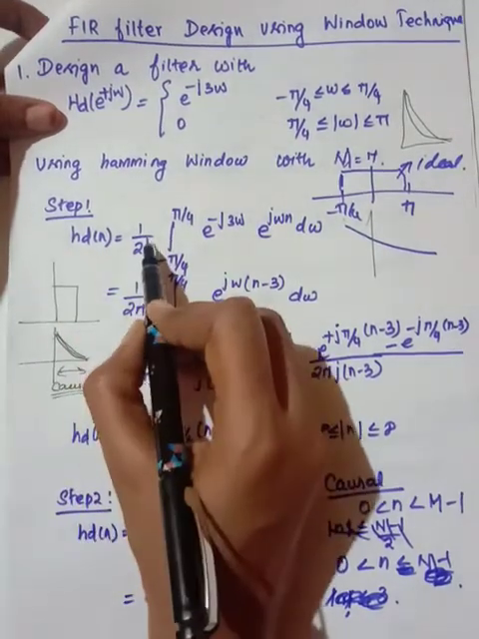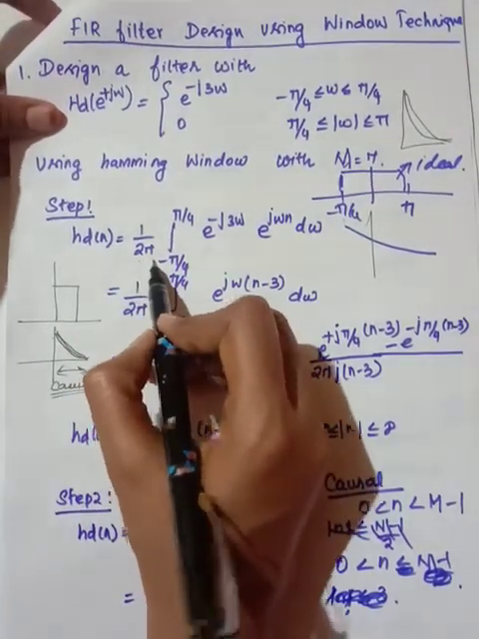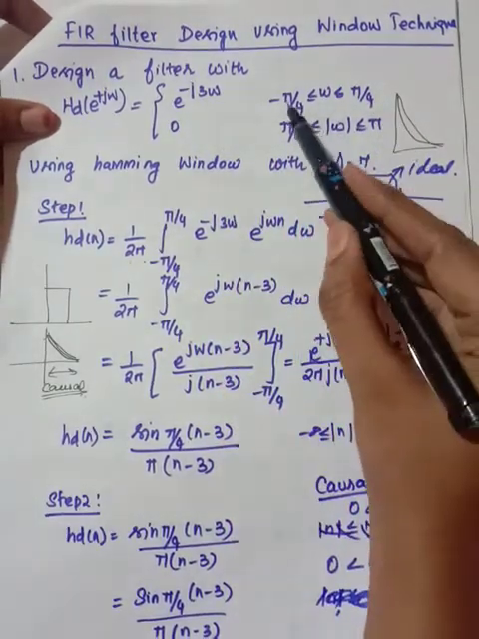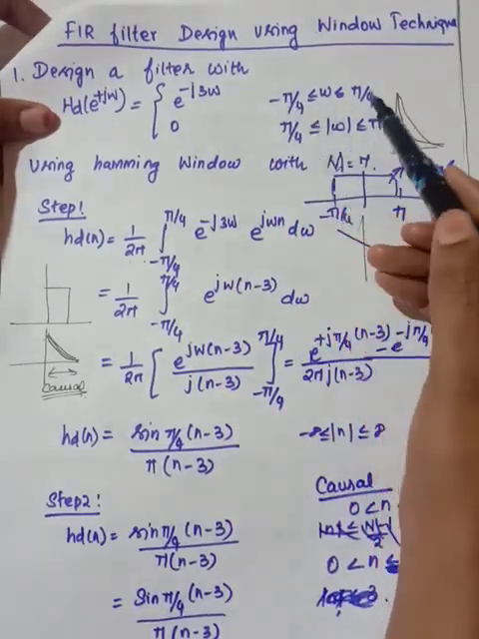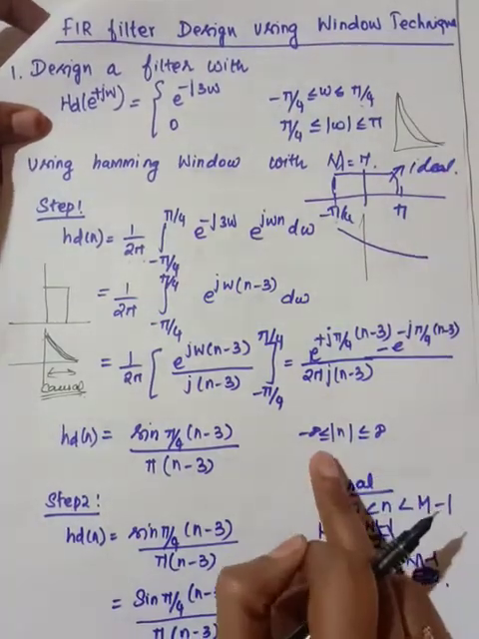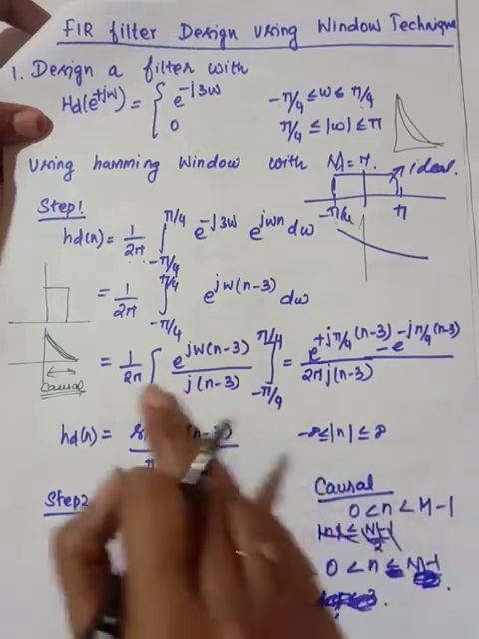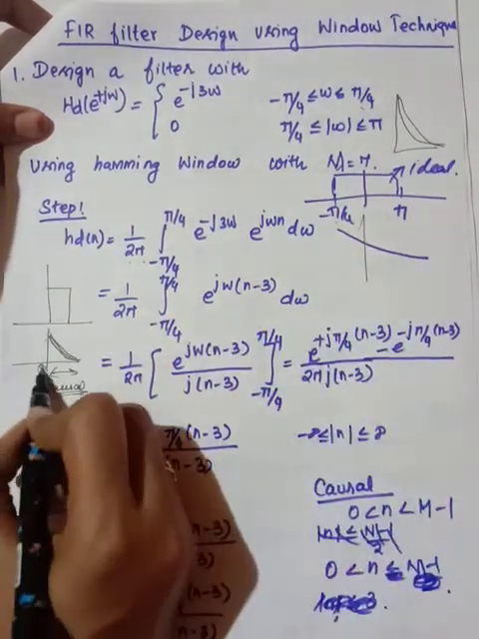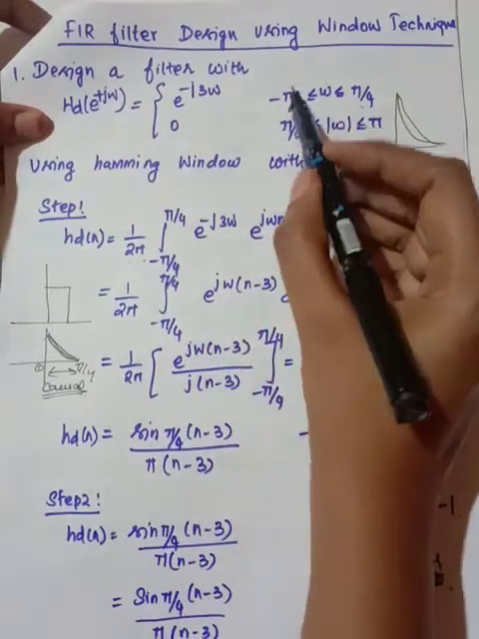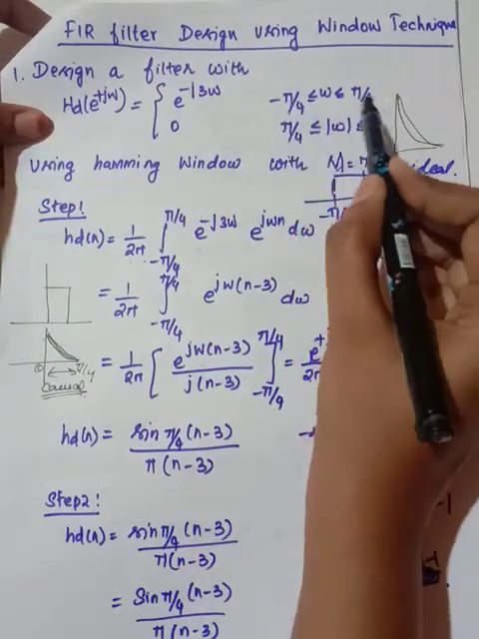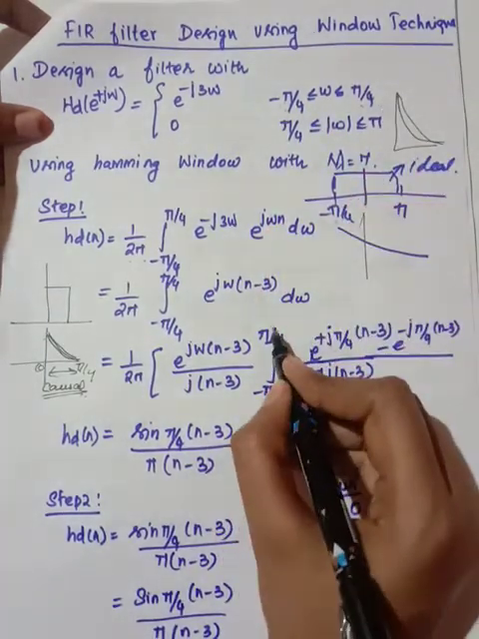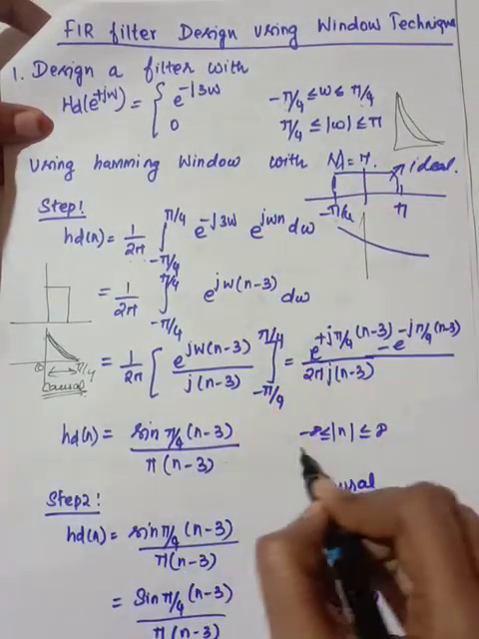hd of n is equal to the same formula, 1 by 2 pi. Here, see, the range is from minus pi by 4 to plus pi by 4. In this case, at this point you should not truncate. You should not choose 0 to pi by 4. Given the problem, accordingly we need to see what the desired function and desired limit are, substitute them, and find the function.